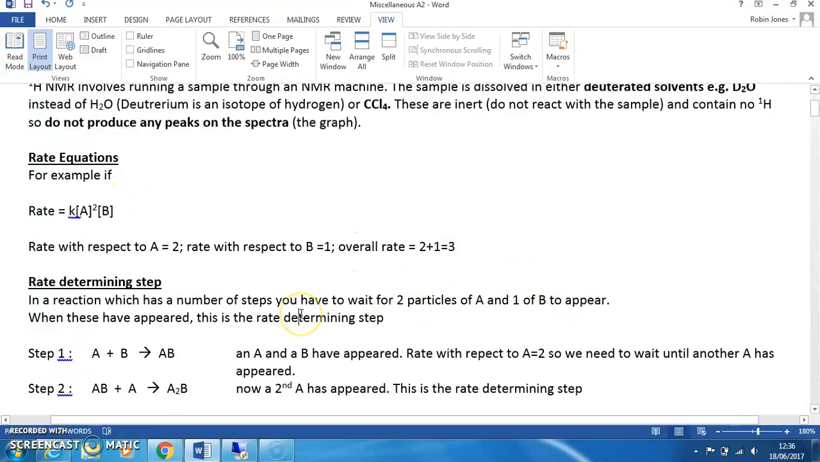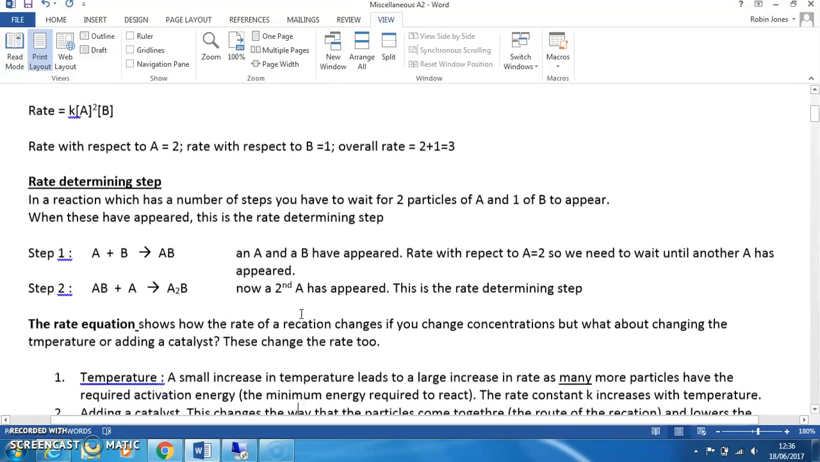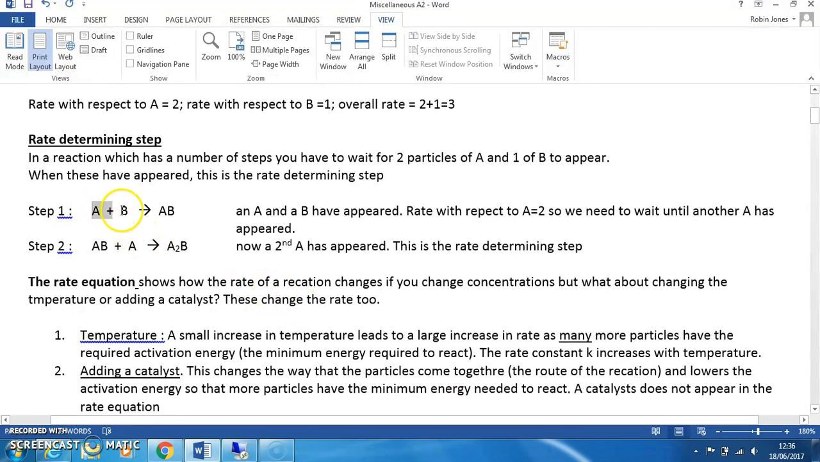And so if we had, say for example, these steps here, A plus B goes to AB. Well, 1 particle of A has appeared and 1 particle of B, but I've got to wait for 2 particles of A to appear and 1 of B. So it's not in that step yet because I've not had 2 particles of A. Next step, AB plus A. Now 2 particles of A and 1 of B have appeared by the second step, so the rate determining step is step 2.